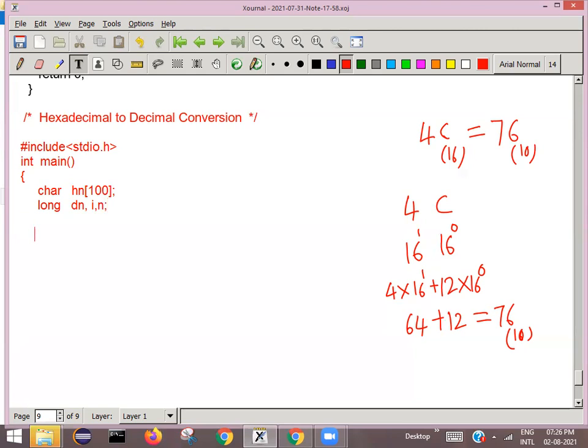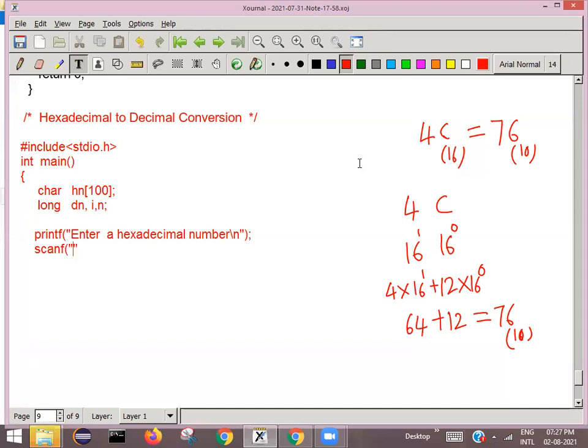First ask the user to enter a hexadecimal number. Enter a hexadecimal number. Then read the number. How to read the number? Because it doesn't contain any spaces, you can use the scanf function with which format specifier? What format specifier should I use? How can I read a hexadecimal number?